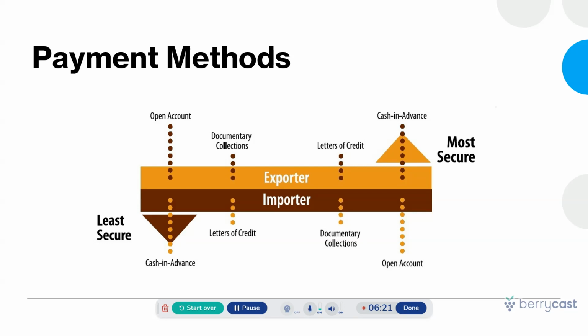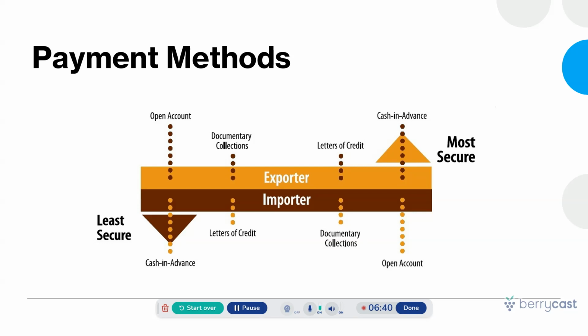Then the last one is consignment and trade finance. Consignment is similar to an open account in some ways, but payment is sent to the exporter only after the goods have been sold by the importer and the distributor to the end customer. The exporter retains ownership of the goods until they are sold.